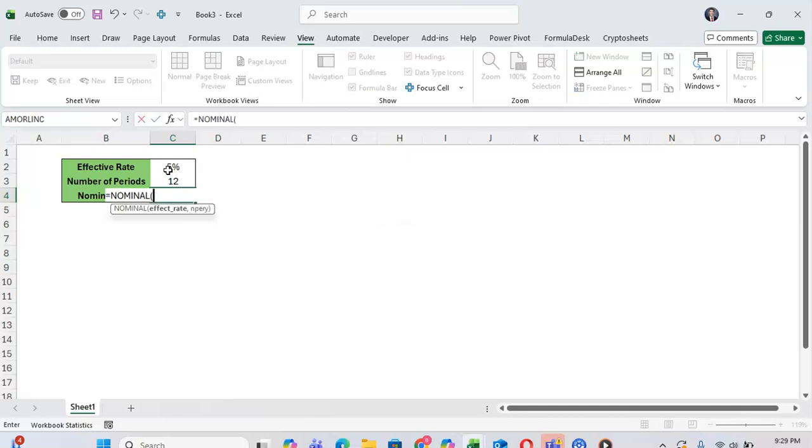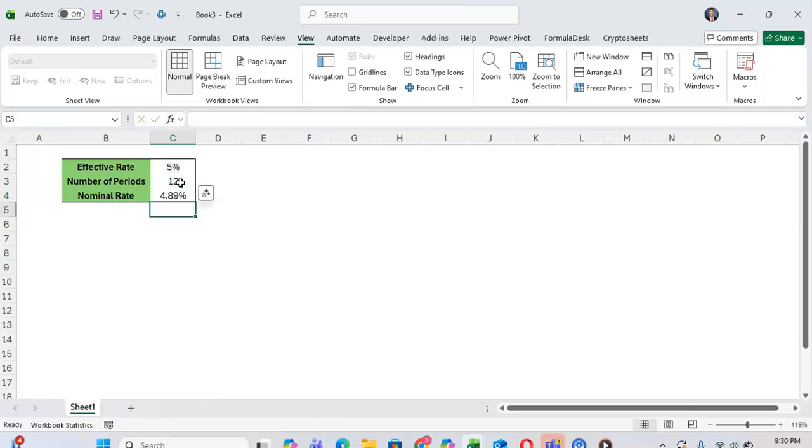The first argument is the effective rate. So what is the effective rate you're getting every single year? In this example, it's 5%. The next argument is the number of periods in every single year, which in this example is 12 because it is compounded monthly. So as you can see, the nominal interest rate of a 5% effective rate that's compounded 12 times a year is 4.89%.